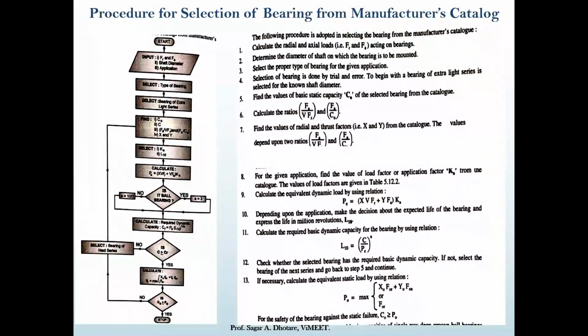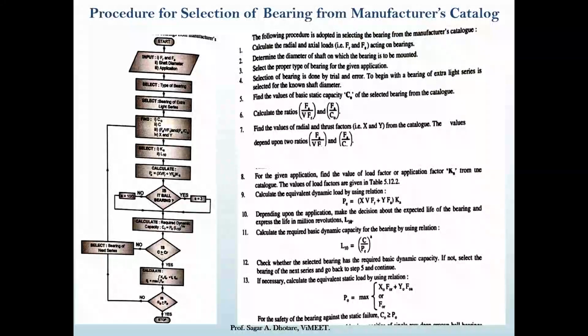So we can find the diameter very easily. Based on the diameter, you can find the last two digits, and from the first step you can find the type of bearing. Based on that, you can select the proper series of the bearing. Third, select the proper type of bearing for the given application, as I just discussed.